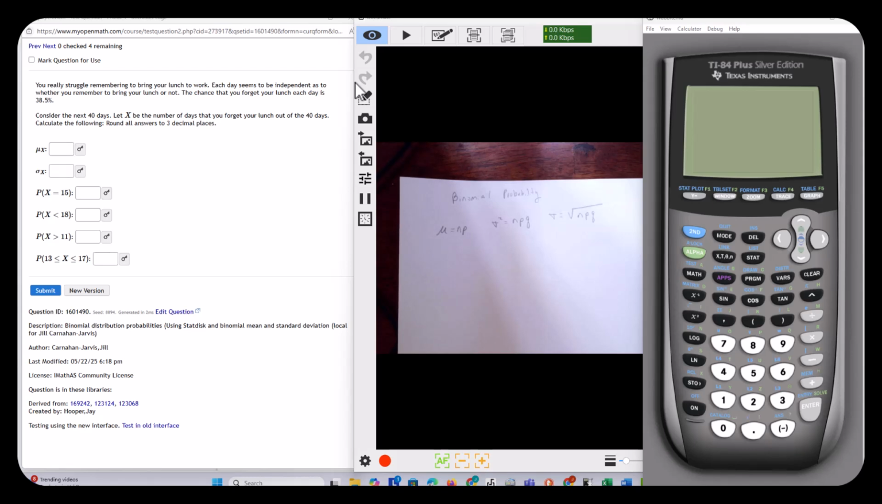Okay, we're looking at another one of your questions here. It says you really struggle remembering to bring your lunch to work. Each day seems to be independent as to whether you remember to bring your lunch or not. The chance that you forget your lunch each day is 38.5%. So there's our p-value.